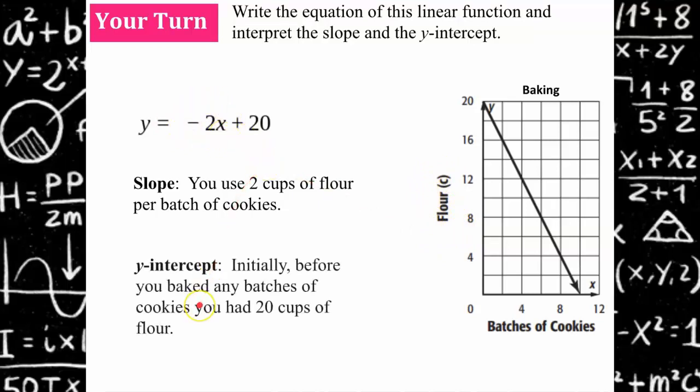I started with my y-intercept initially. Before you baked any batches, you had 20 cups of flour. So I had 20 cups of flour initially, and my slope is telling me that I use 2 cups of flour per batch. 2 cups are gone, another batch. We can see if I make 4 batches of cookies, I use 8 cups, since 20 to 12 is 8. So 8 over 4 simplifies to 2. We use 2 cups of flour per batch of cookies.